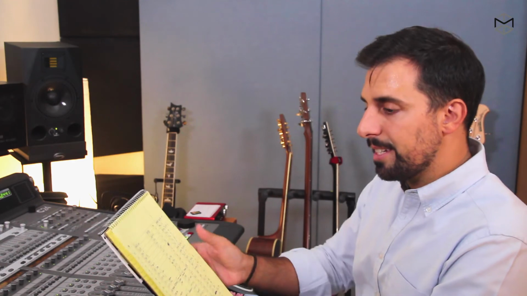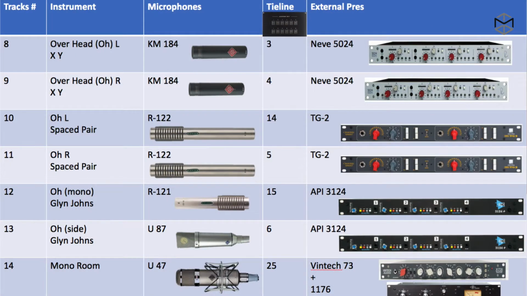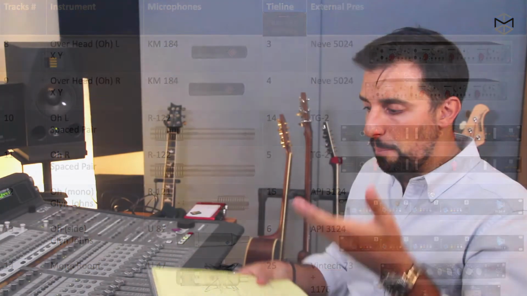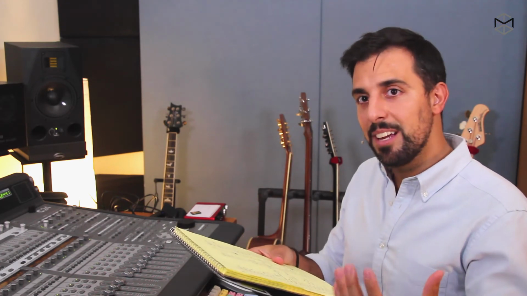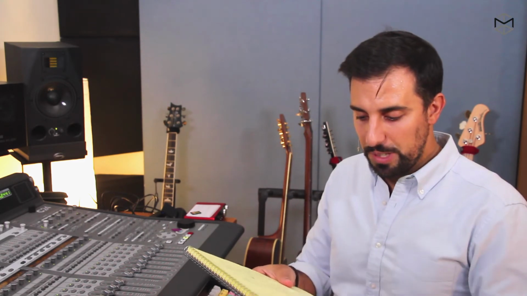Now for the overheads, since we were recording a pair of overheads that were very bright, what I decided to do was feed them into, again, the 5024 by Neve, which right out of the box darkens up the sound a little bit, because the first pair of overheads have been recorded in XY with two Neumann KM184, which are very bright. So we're using very bright microphones on top of cymbals that were also very bright. I needed something to balance the amount of brightness, creating a little bit more of a darker slope, so to speak.